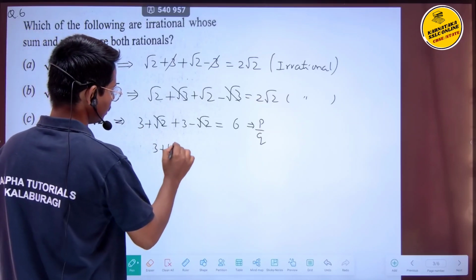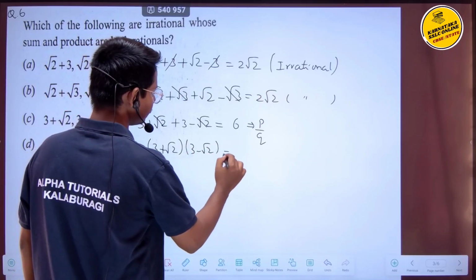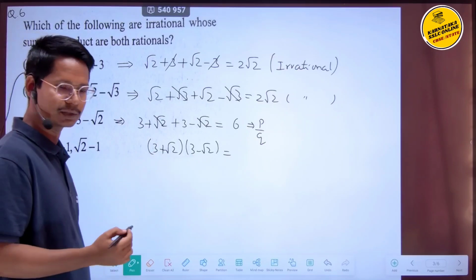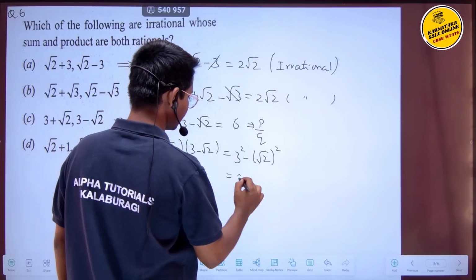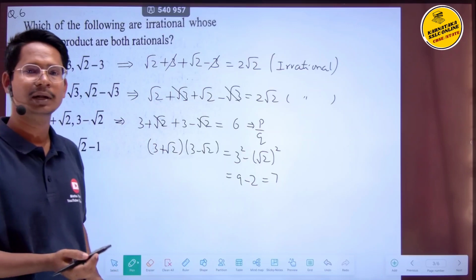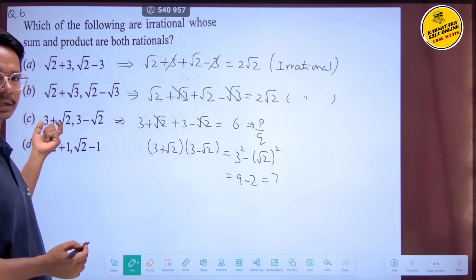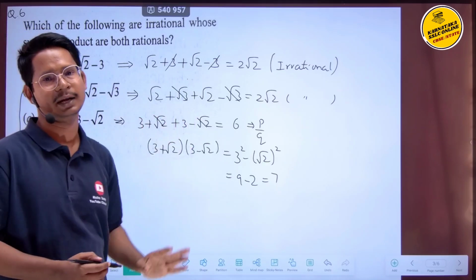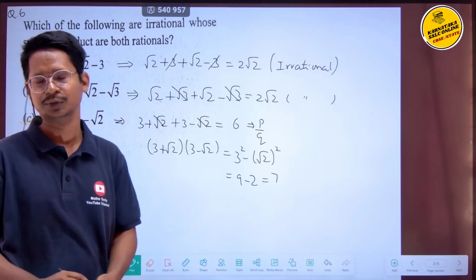So 3 plus root 2, product means I'll just put a bracket, 3 minus root 2. Okay, so it is like a plus b into a minus b. So a plus b into a minus b is a square minus b square. So a square, which is 3 square, 9, minus b square, which is root 2 square, so root and square get cancelled, you get 2. So 9 minus 2, you'll get 7. Again, 7 can also be written in the form of p by q. So as per the question, this option is the correct one, which gives the sum to be rational and the product also to be rational. Okay, so the correct option is option C.